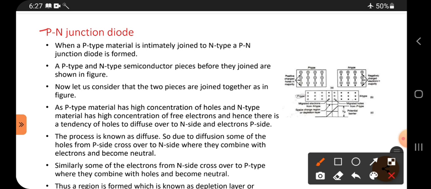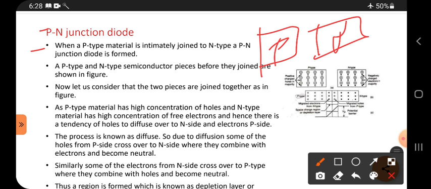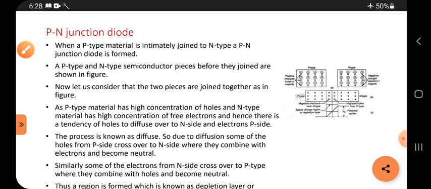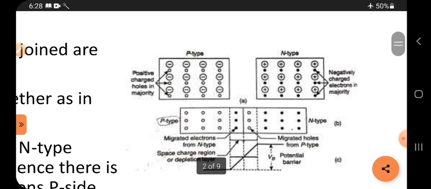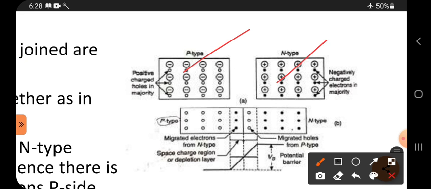So, PN junction diode. When P-type material is intimately joined to N-type, a PN junction diode is formed. When P-type material is joined with the N-type material, then a PN junction diode will be formed. The P-type and N-type semiconductor pieces before they are joined are shown here. It is a P-type, it is an N-type. Before joining, they are shown like this. See in enlarged view, P-type this side and N-type this side before they joined.